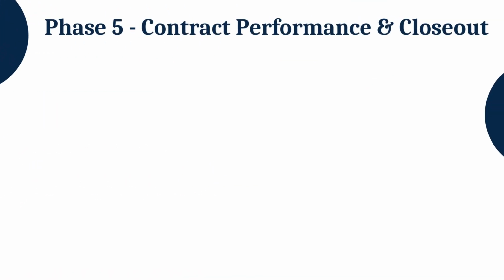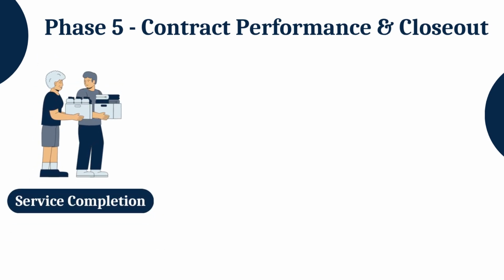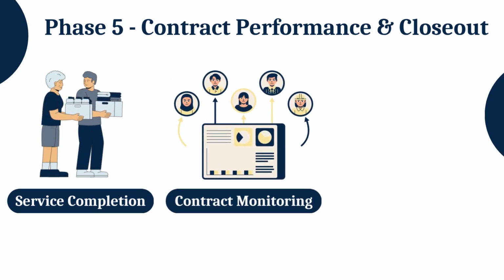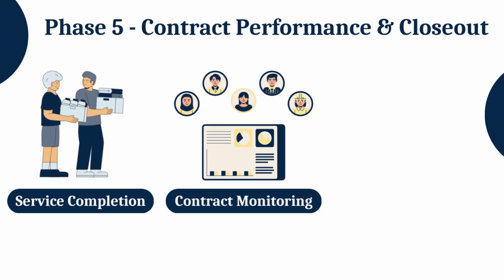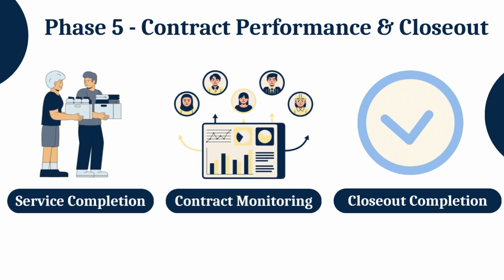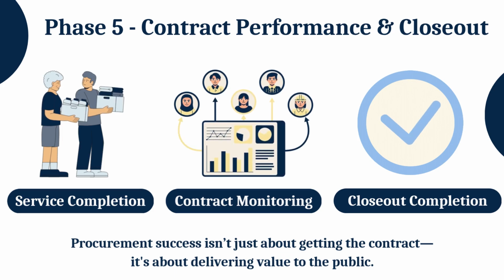Winning the contract isn't the end. It's just the beginning of performance. In this phase, the vendor delivers the goods or services according to the agreed scope, timeline, and standards. Agencies monitor performance through reports, inspections, and payment approvals. Once the work is complete, a formal closeout process ensures everything is wrapped up. Deliverables accepted, invoices paid, files closed, and lessons documented.